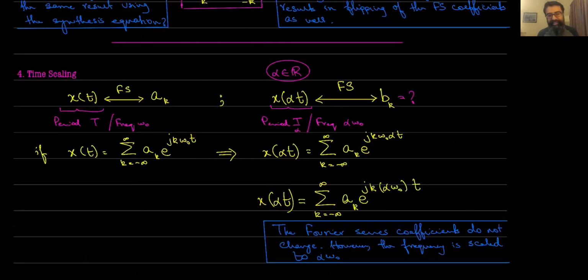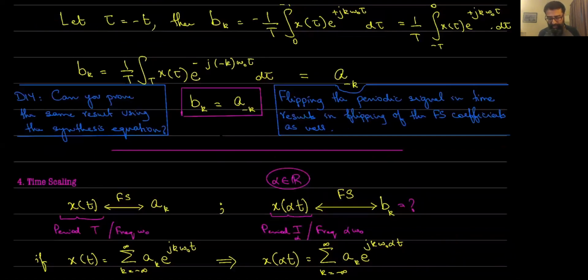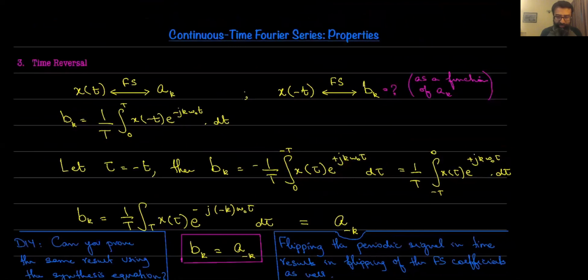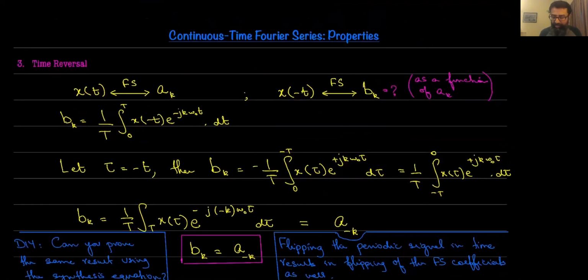And then there's time scaling, right? So time scaling: if x of t has Fourier series coefficients ak, x of alpha t has Fourier series coefficients bk. What are these bk's in terms of ak's? You go through this exercise and you'll see the Fourier series coefficients do not actually change. All that changes is the frequency. Okay. And mind you, this is a little different than the previous examples here. So if x of t has a period T, x of minus t ka period kya hoga?